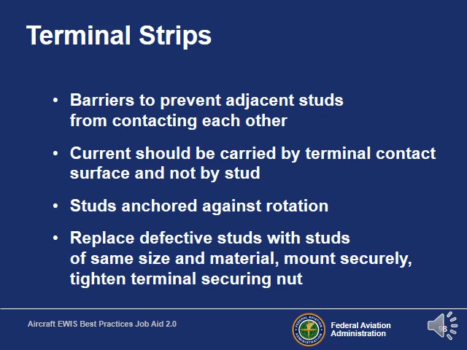Terminal strips function as sort of like a junction box. So these are places where wires come together to transfer electricity. The studs in the terminal strips should not be contacting each other, and the current should not be transferred on the stud, it should be transferred with the terminal contact on the surface. The studs themselves should be anchored against rotation, they should not be able to spin. And if there are any defective studs on a terminal strip, be sure to replace them.